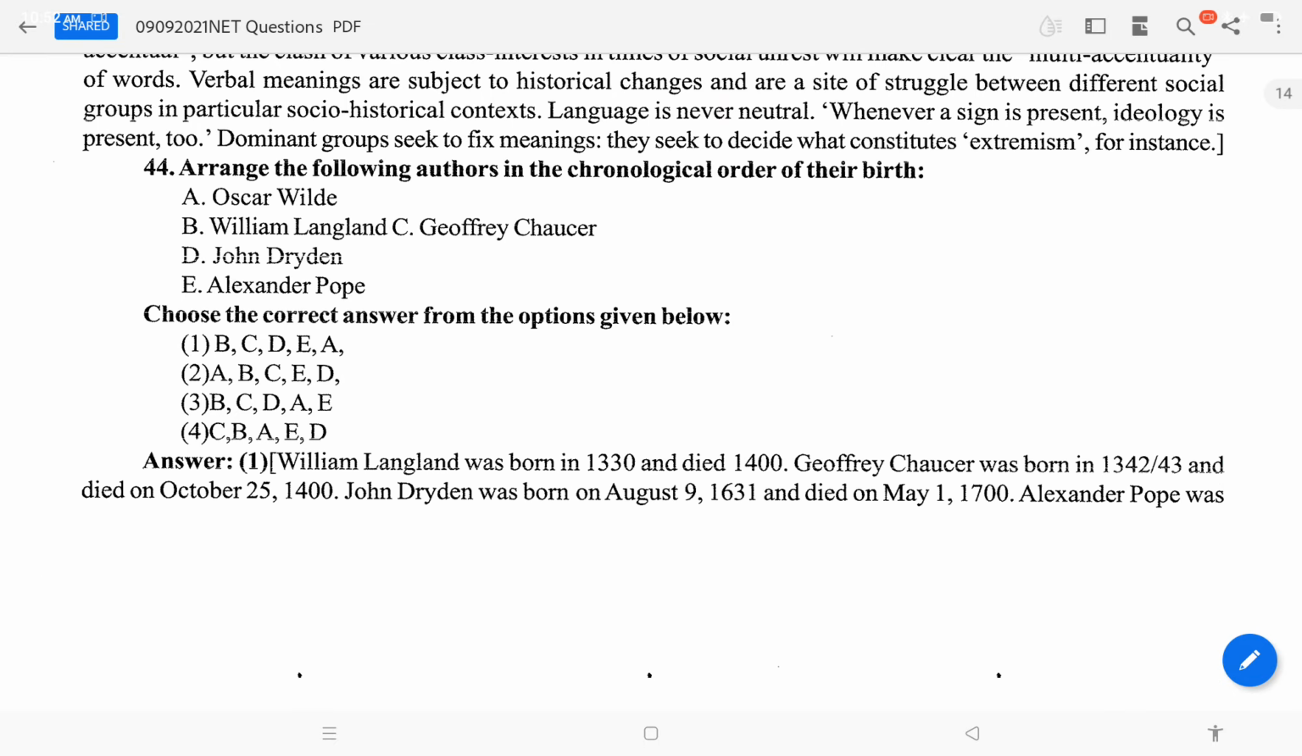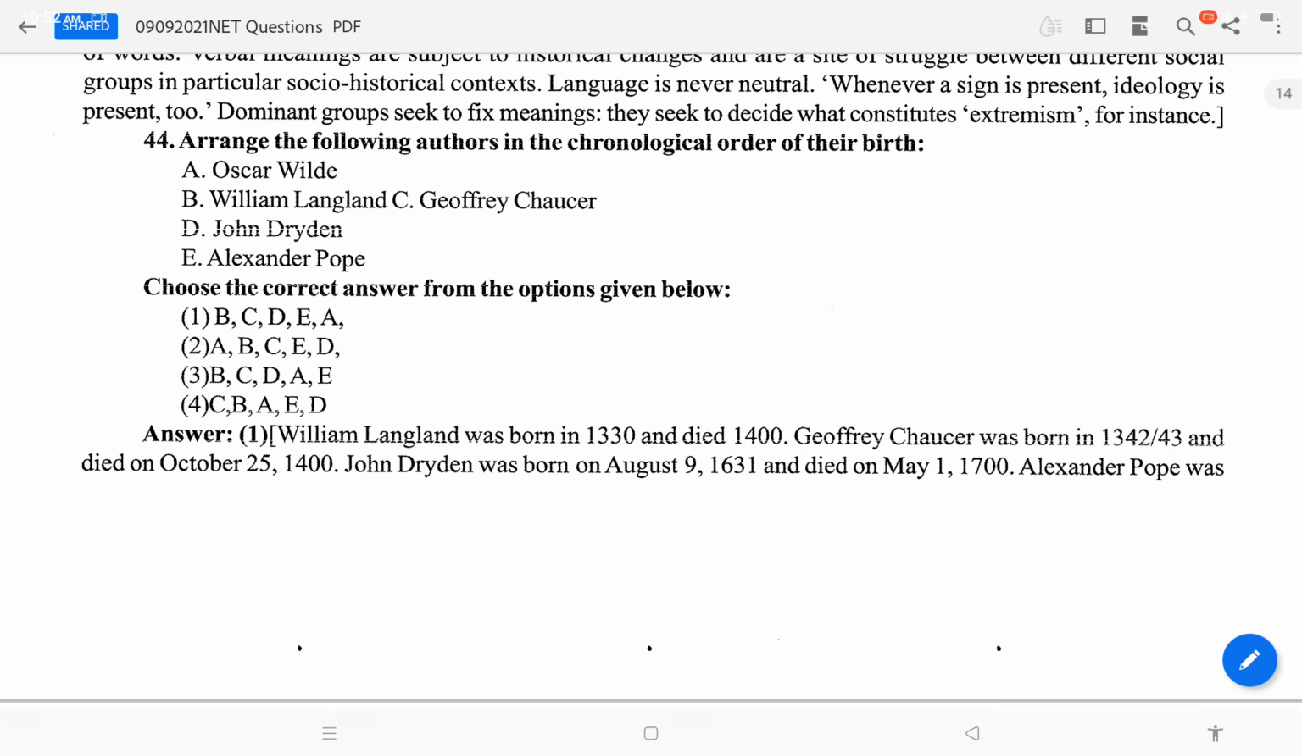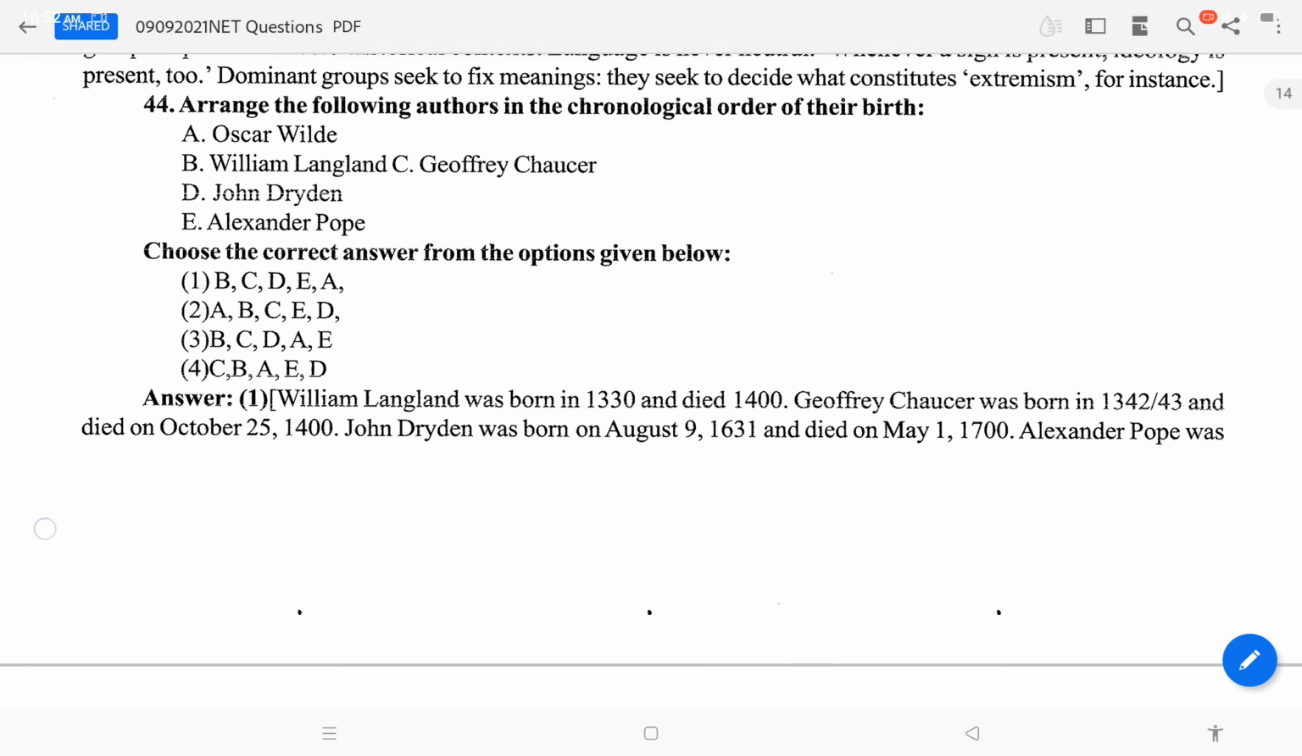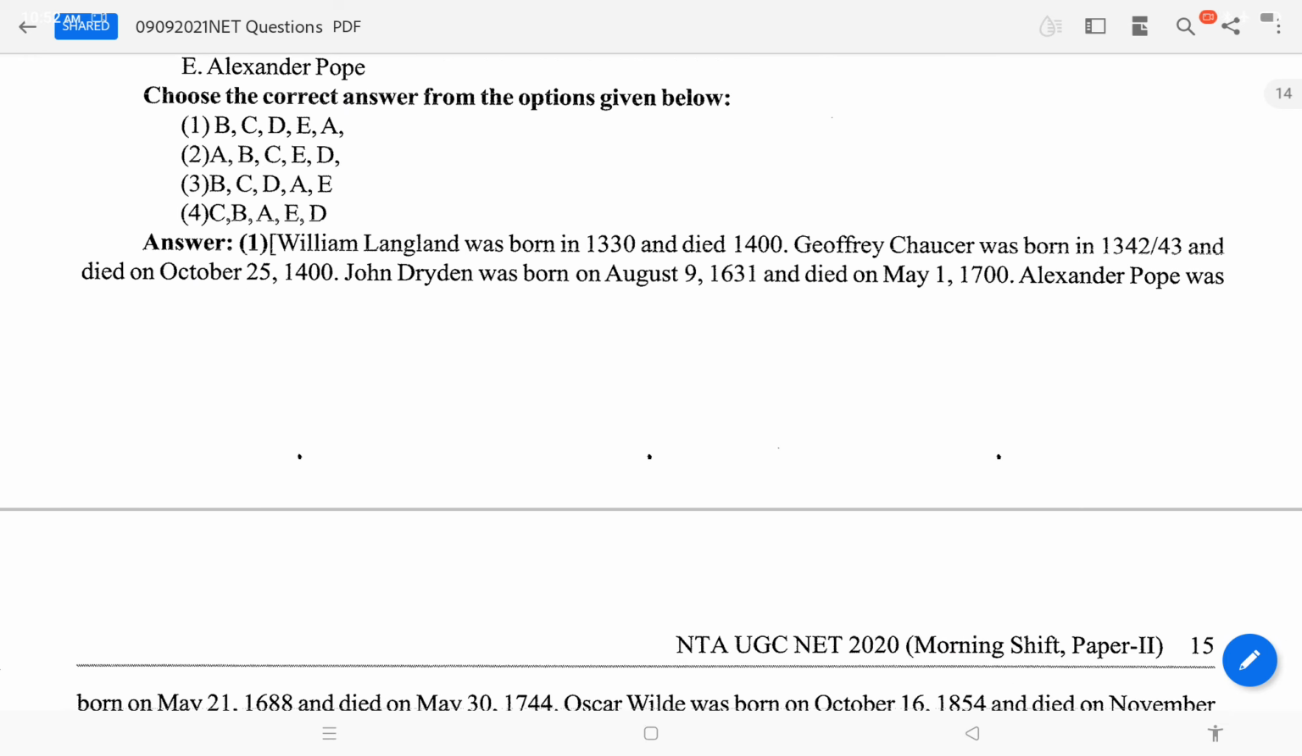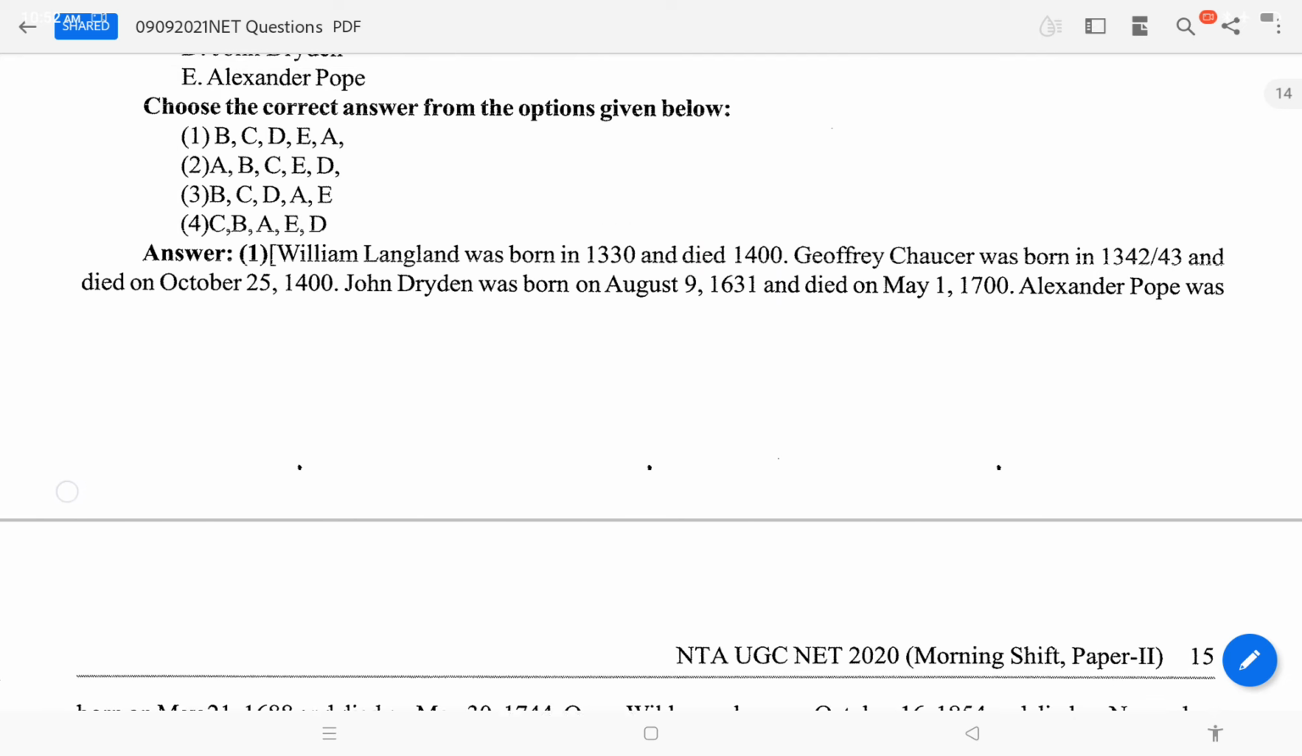Arrange the following authors in the chronological order of their birth. So I have to quickly finish it because I don't have much more time. So let's see. William Langland was born in 1330 and died in 1400. So William Langland will be the first.